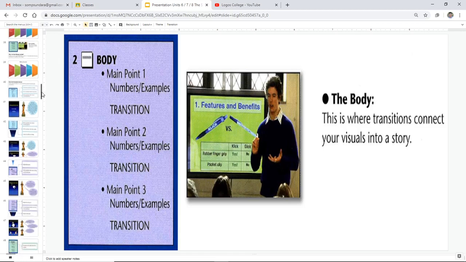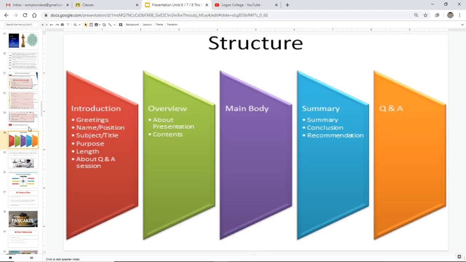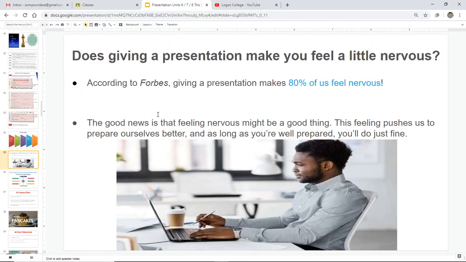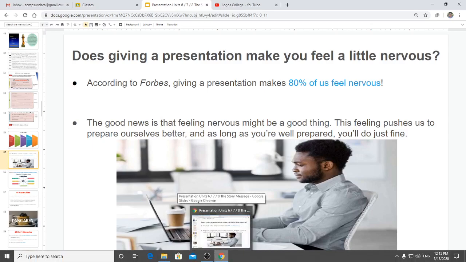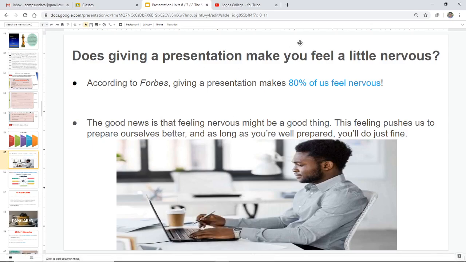Let's go down to right here. Okay. So before you give a presentation, it says, does giving a presentation make you feel a little nervous? Right. According to Forbes magazine, giving a presentation makes 80% of us feel nervous. Right. I still get nervous to this day. I've given many presentations, and it's always nervous. I always feel nervous when I stand in front of a large group of people I don't know. I think a lot of people feel the same way. Right? You start sweating, maybe you shake a little bit, and you forget things that you're going to say.